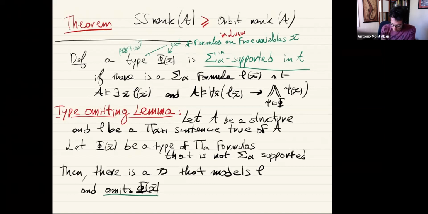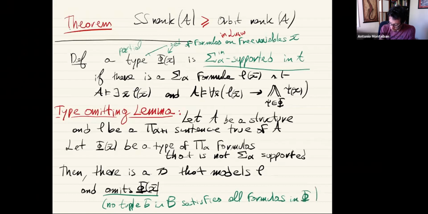So this up here means no tuple B bar in B satisfies all formulas in phi. So for every tuple in B, there is a formula in phi, sorry, that is false about it.